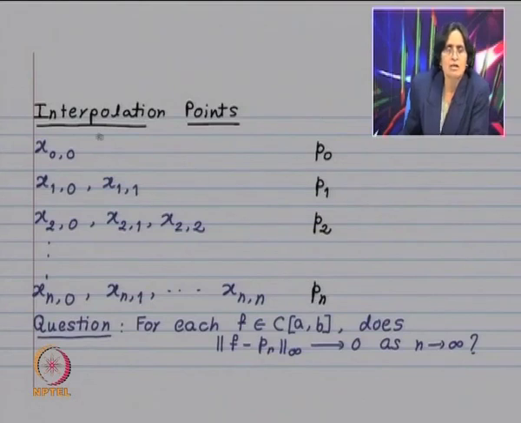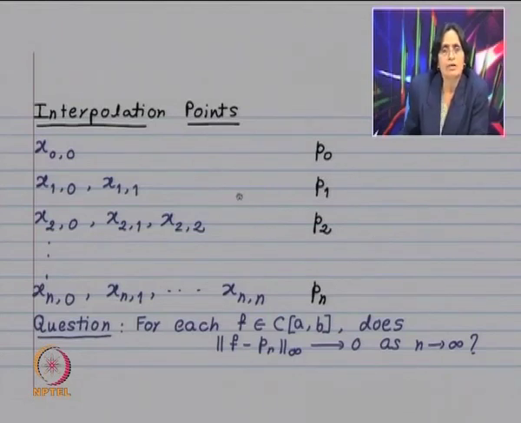So, suppose I choose this set of points by some rule, for example, take the equidistant points. Then the question is, whether for every f belonging to C[a, b], this sequence of interpolating polynomials satisfies norm infinity of f minus p_n tends to 0 as n tends to infinity. Unfortunately, this is not true.